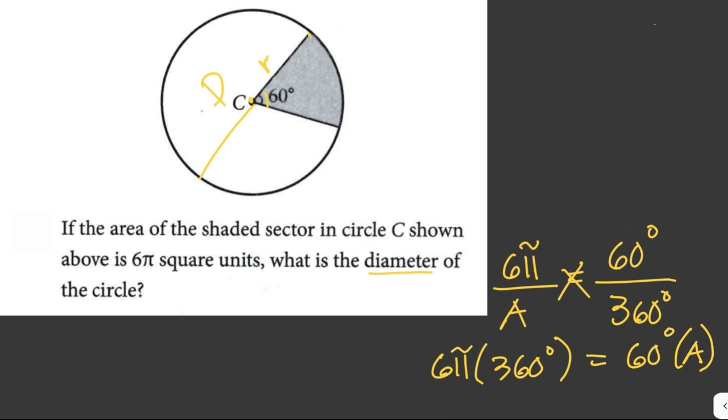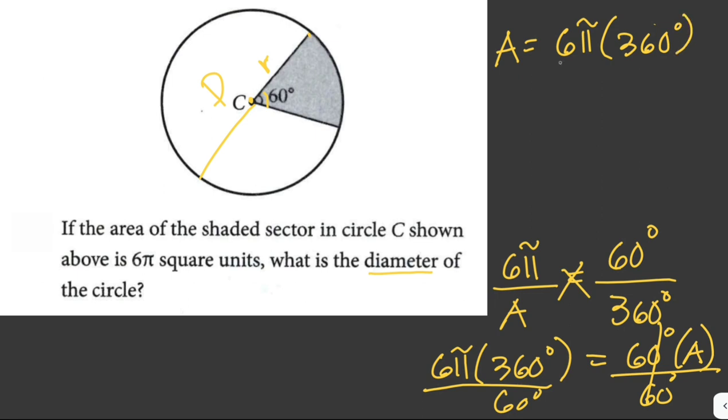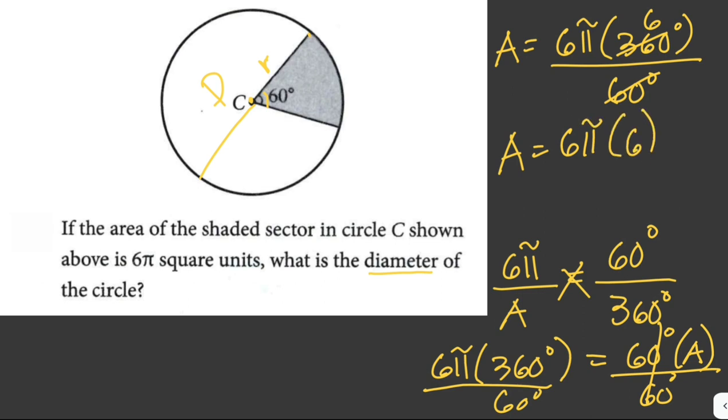Now we can solve for A, which is the area of the circle, by dividing both sides by 60. So the area of the circle is 6 pi times 360 degrees over 60 degrees. And 360 degrees divided by 60 is just equal to 6. So this is 6 pi times 6. So the area is just equal to 36 pi.